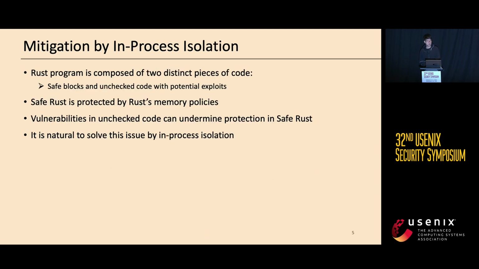To sum up, a Rust program is composed of two distinct pieces of code, safe blocks and unchecked code with potential exploits. Even though safe Rust is protected by Rust memory policies, vulnerabilities in unchecked code can undermine protection in safe Rust. So it is natural to solve this issue by in-process isolation.